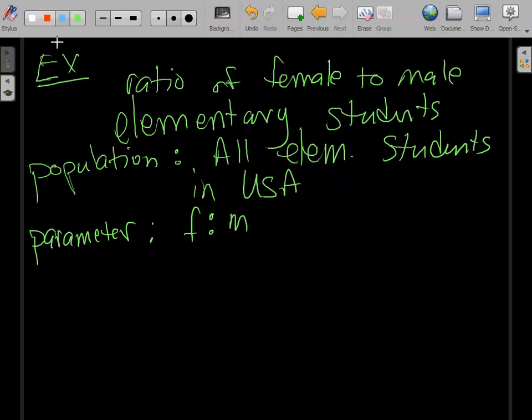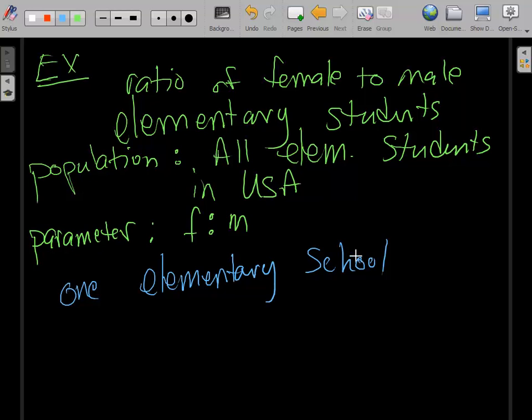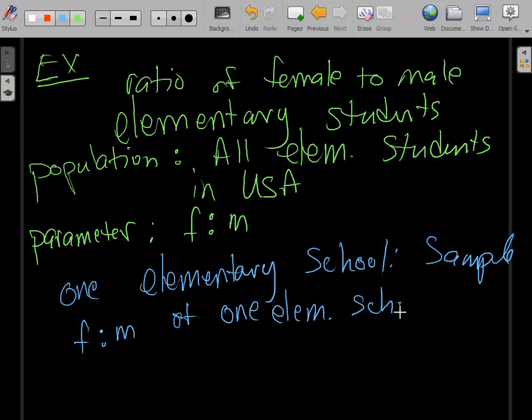Okay, now it won't always be possible. I mean, maybe we publish this information and it's possible to capture every possible elementary student in the U.S. But if we don't have that, we might look at maybe one school. Okay, so we took one elementary school. This would be a sample. And then within this one elementary school, we might look at the female to male ratio of this one elementary school. And this would be the statistic. All right.